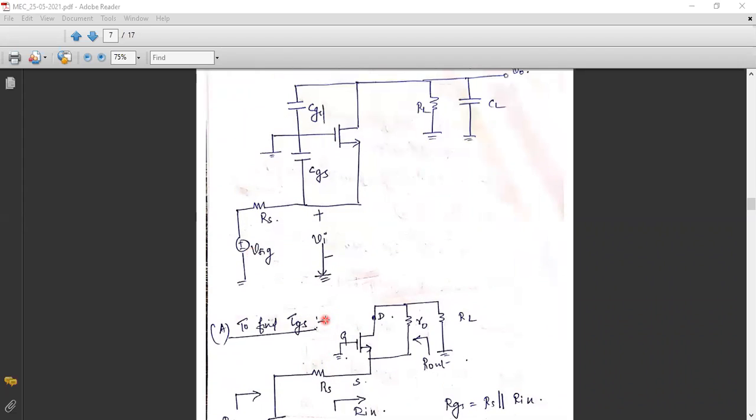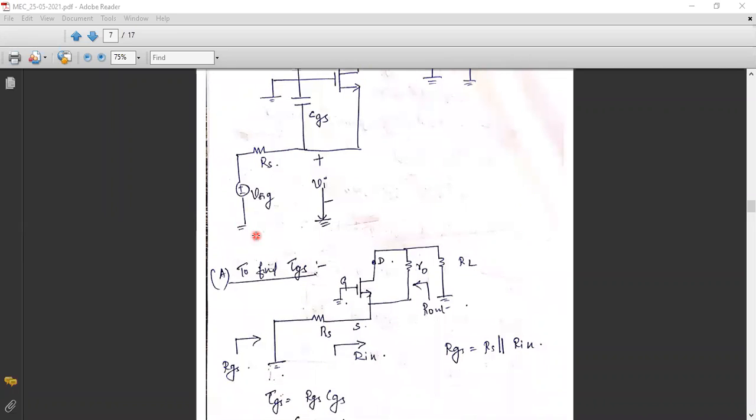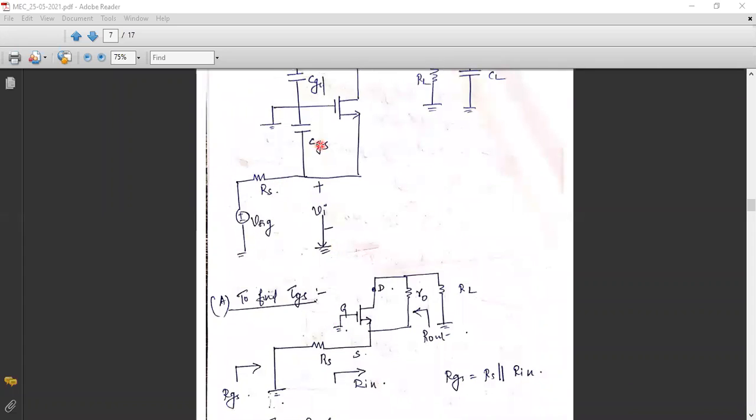Are you getting my point? RS is a resistance which is connected at the source as well as at the ground if you discard this, because in the high frequency equivalent circuit we will not take the signal source into account while calculating the equivalent resistance. So RS is connected between the source and ground, whereas the gate is also at ground. So we can tell RS is parallel to CGS. When you are looking across the terminals of CGS, you will be observing a physical resistance that is RS.